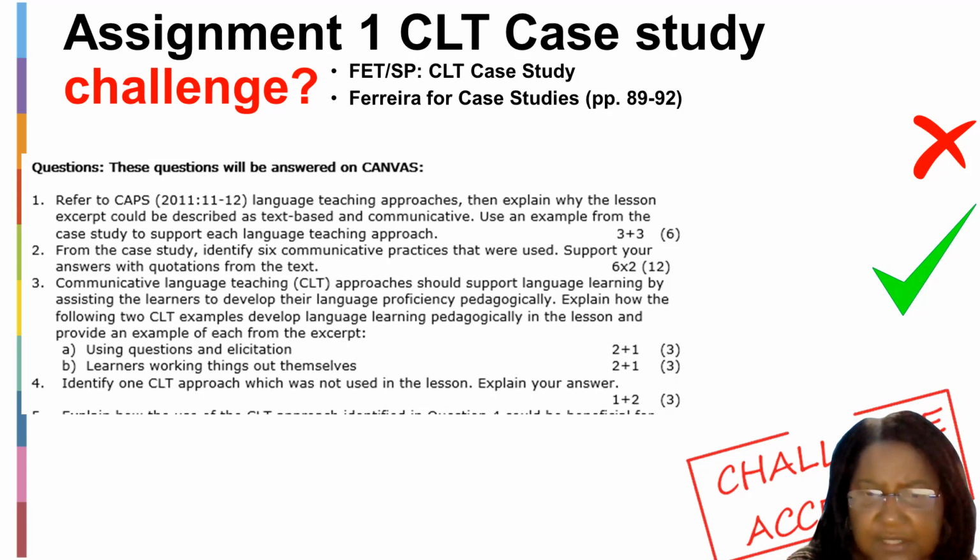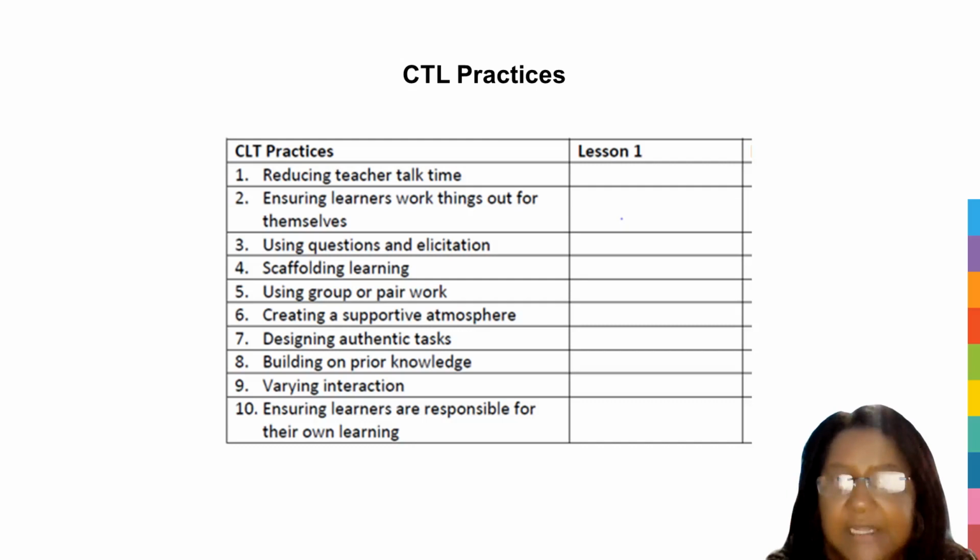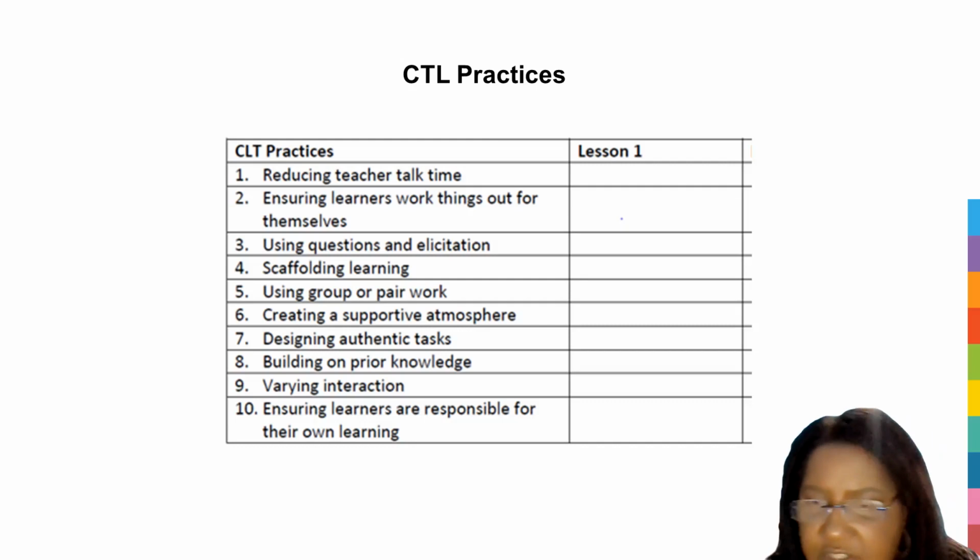Yes, this is also part of the communicative language teaching practices, and I think we went through this. One of the practices of communicative language teaching is what? I explained it to you last week, that sometimes even when I speak, I don't always use the perfect language, but you understand what I'm saying to you. Communicative language teaching, especially for first additional language speakers, means that teachers need to reduce their talk. So the first one is reducing teacher talk.